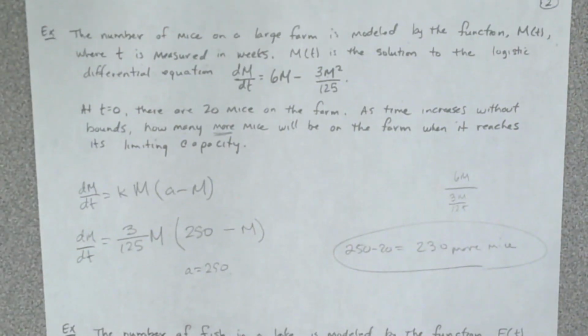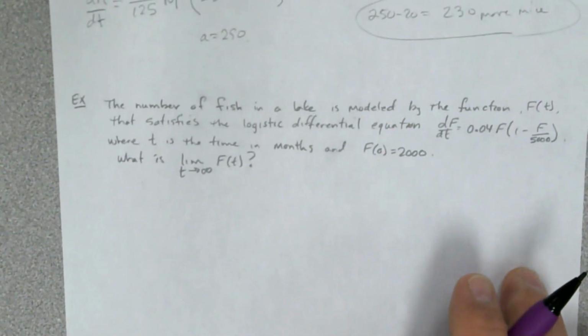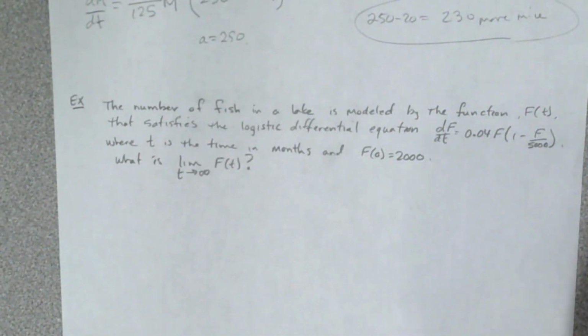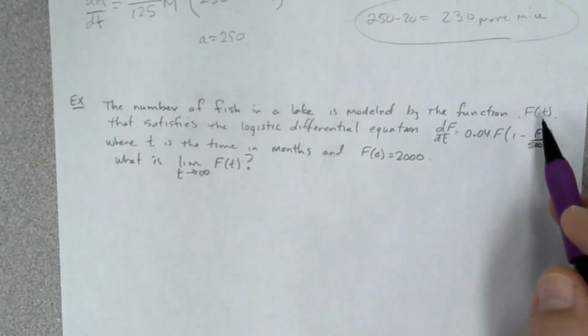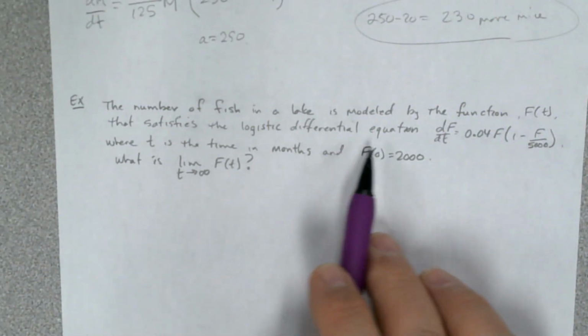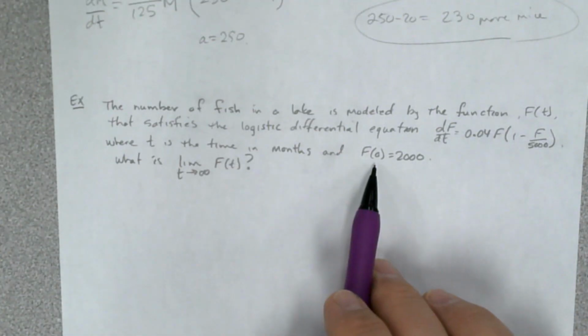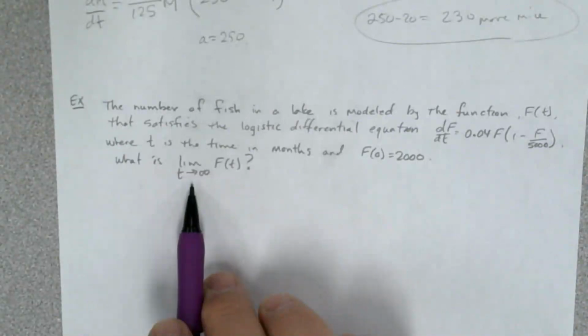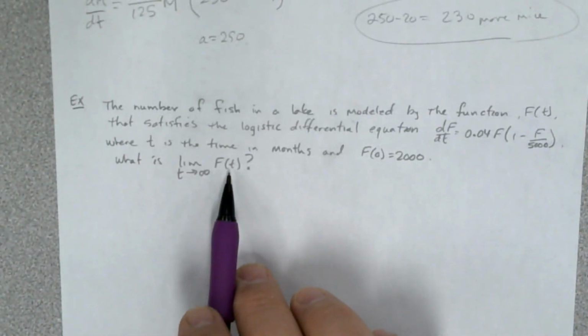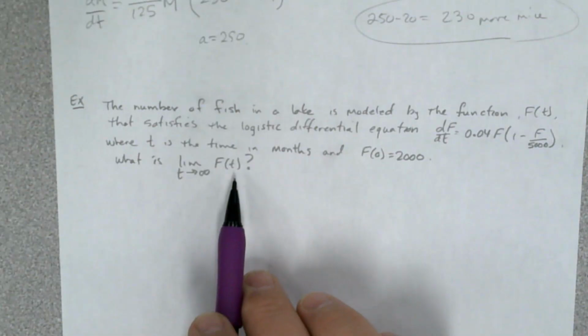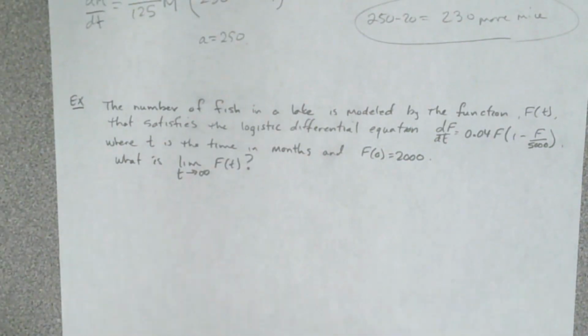And so here's the last one for this video. The number of fish in a lake is modeled by the function F of t that satisfies the logistic differential equation, this one right here, where t is the time in months and F of 0 is 2,000. What is the limit as t goes to infinity of F of t? So this is just literally another way of asking you, what is the carrying capacity?